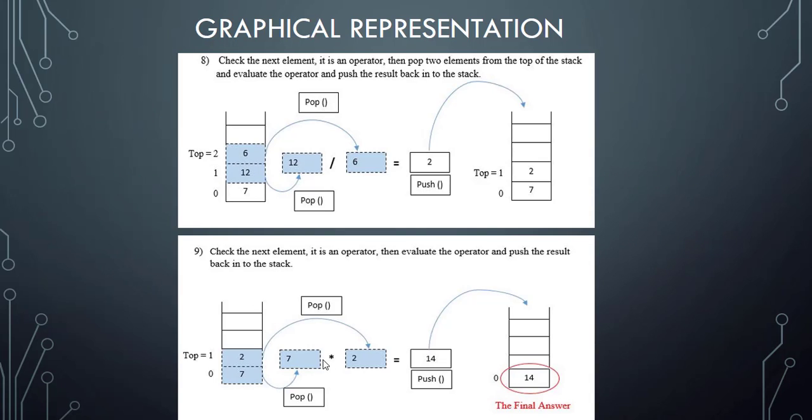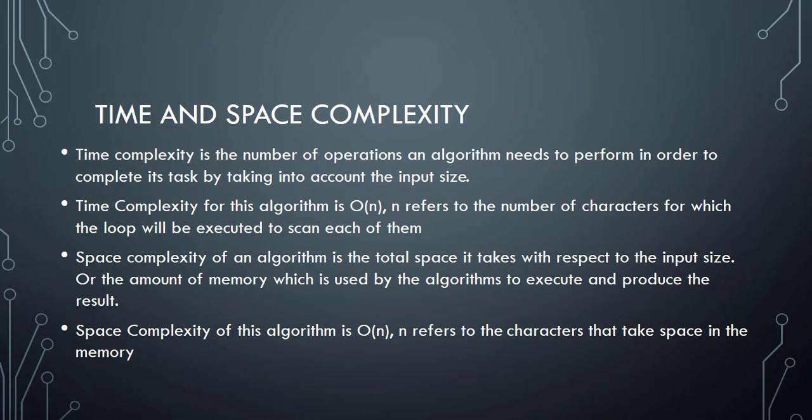The ninth element is also an operator, which is the multiplication. According to the algorithm, we are going to pop out the two topmost elements. Here we are left with two elements, so the result, which is 14, will be pushed back inside the stack. The topmost element here, which is 14, will be the final answer.